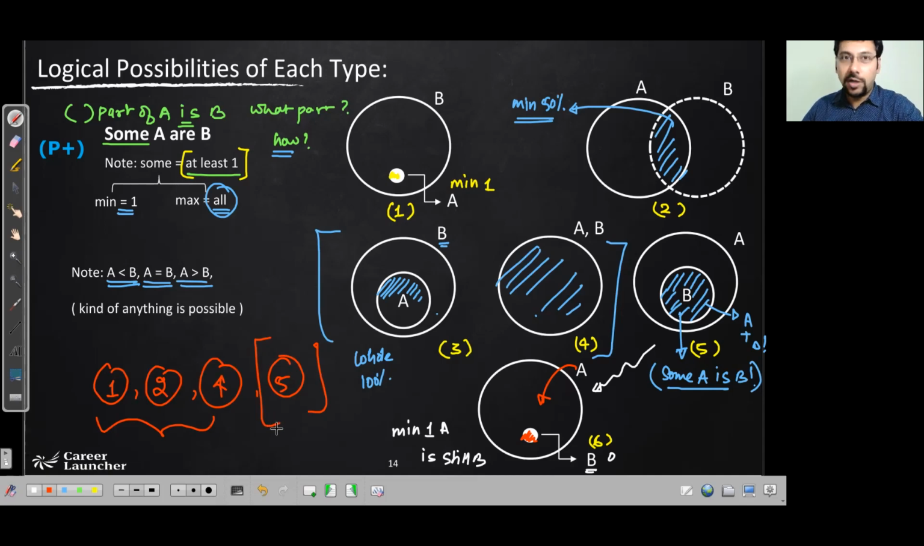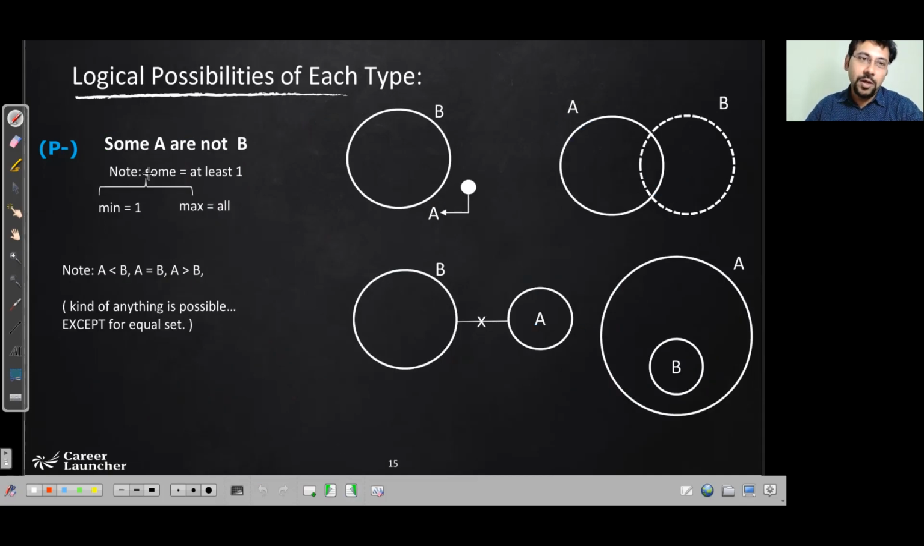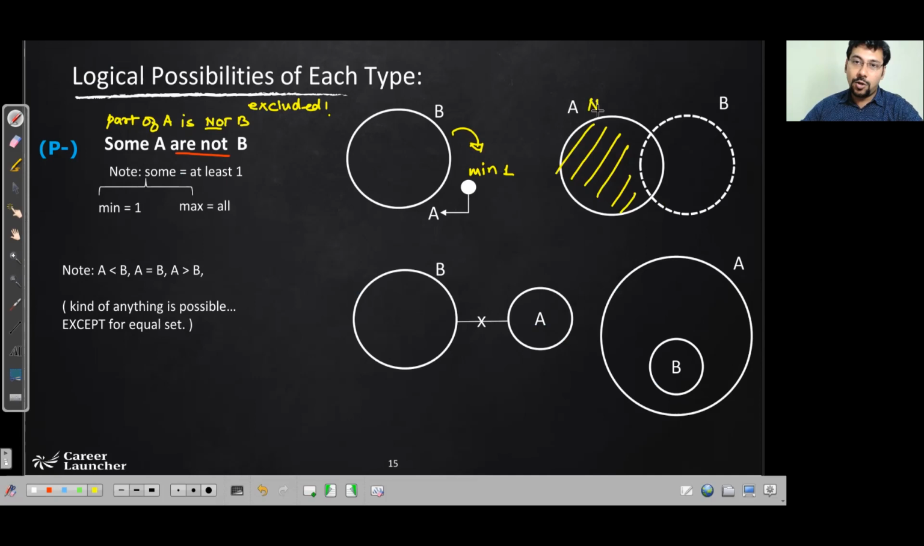Now, "some not" is not that much of a mess, so just be cool. I think "some not" has only four possibilities, because in this case you are just trying to say that a part of A is not B, and by "not" you mean something which is excluded. So now I'm going to draw minimum 1 A outside the B. In this case, definitely these are the A that are outside B. So these are the A that are not B. The A here is not B.